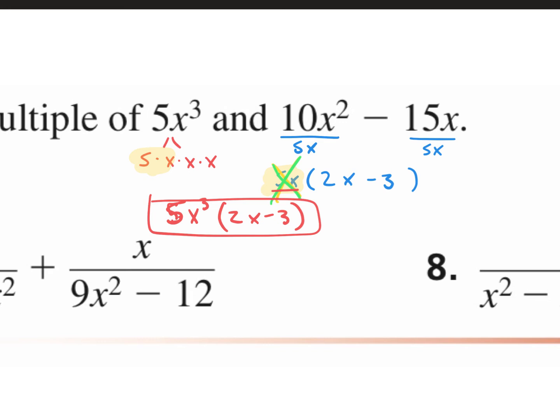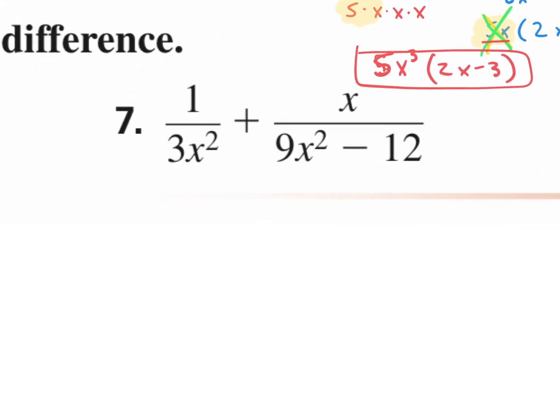Okay, we did number 6 together, so let's look at number 7. First thing we want to do is find all of our factors of both of our denominators. So what are our factors of 3x squared? 3 times x times x.